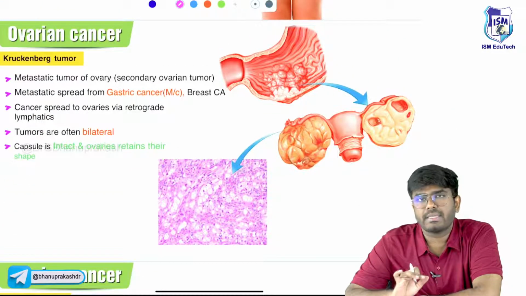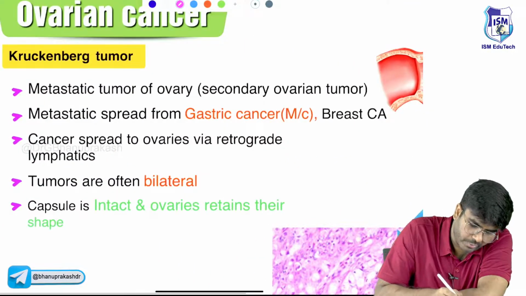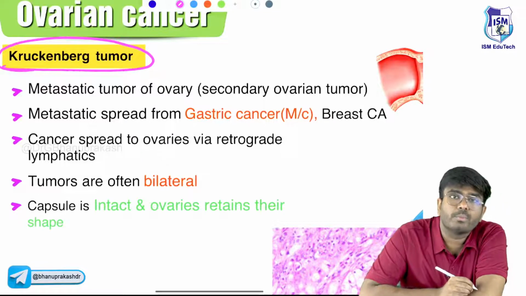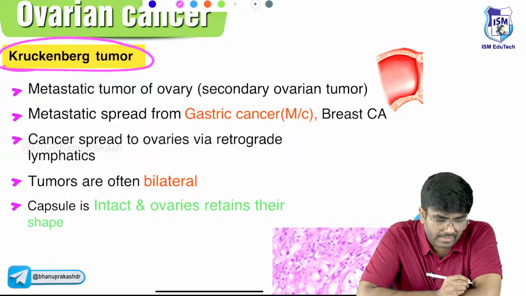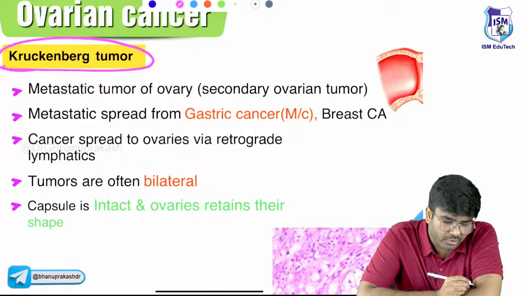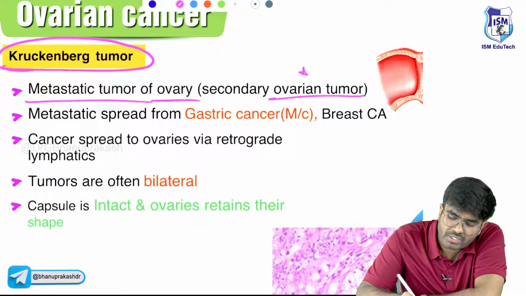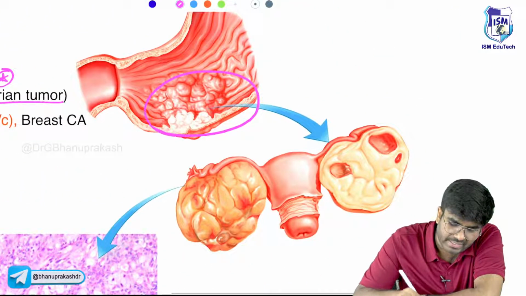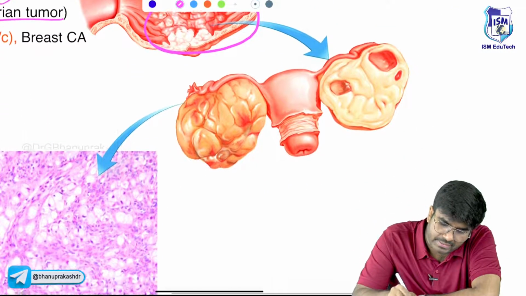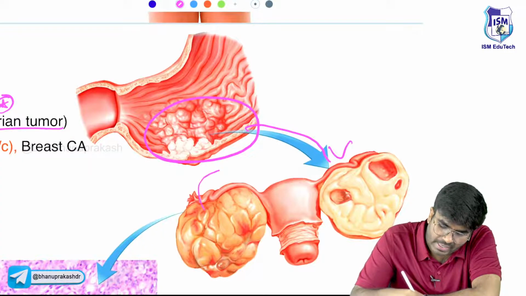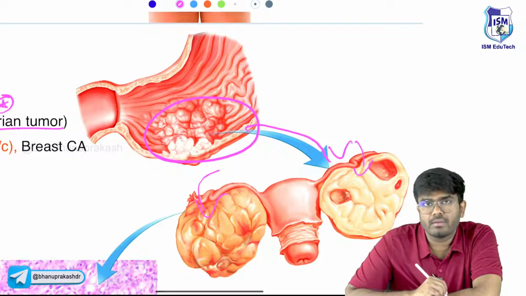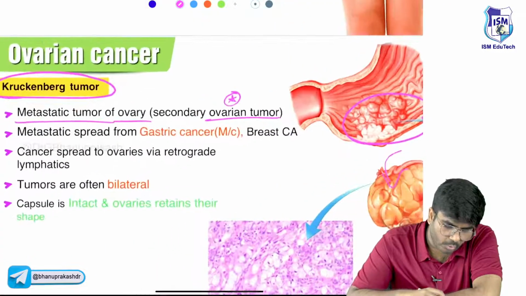And the last thing which I want you to know here is the Krukenberg tumor. What exactly is this Krukenberg tumor? Krukenberg tumors are metastatic tumors to the ovaries, which means the cancer has originated in the stomach. This is gastric cancer. Now the gastric cancer is spreading to the ovaries, and the cancer is growing in the ovaries. So these tumors are called Krukenberg tumors.